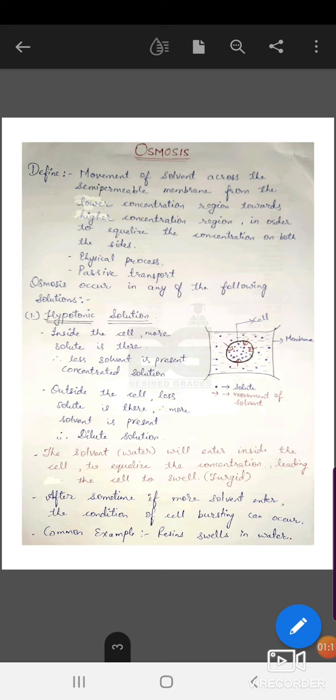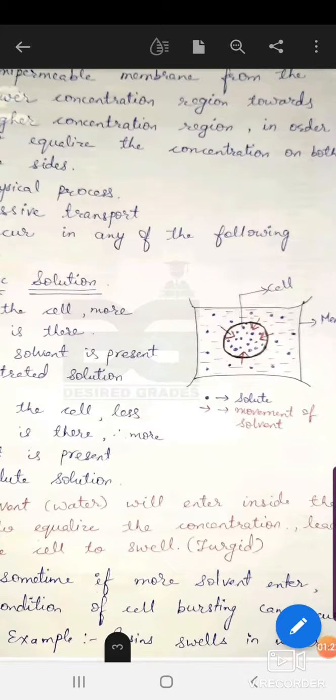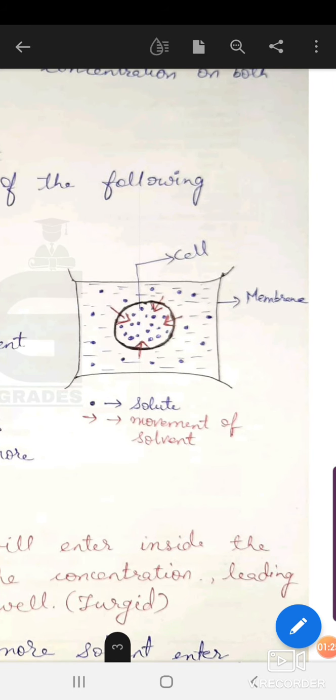Now, osmosis can occur in any of three solutions: hypotonic, hypertonic or isotonic. First of all, we will learn about the hypotonic solution. Now, what is the hypotonic solution? As you can see here, inside the cell there are more solute particles, while outside the cell, beyond the membrane, there are fewer solute particles. So inside the cell there is a concentrated situation, while outside the cell there is a dilute situation.